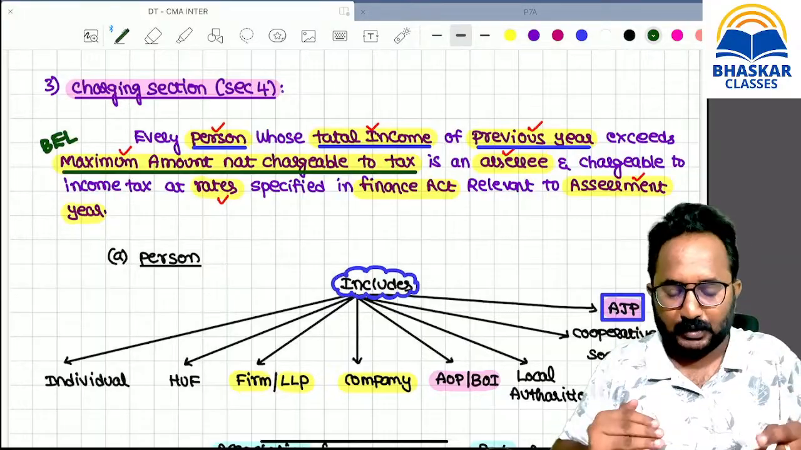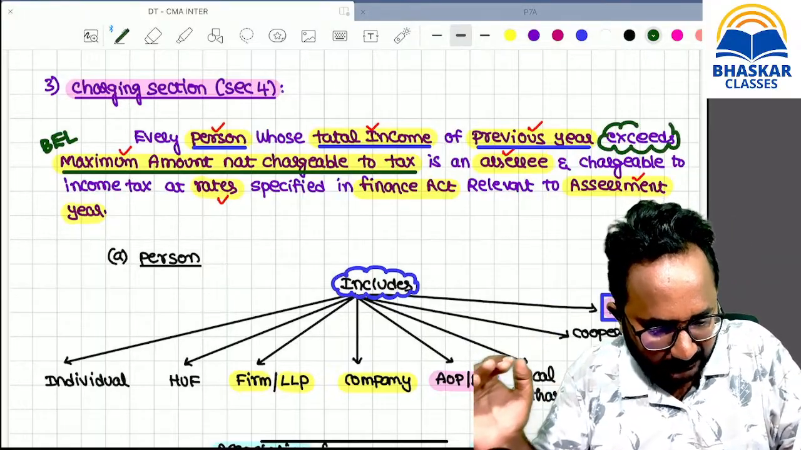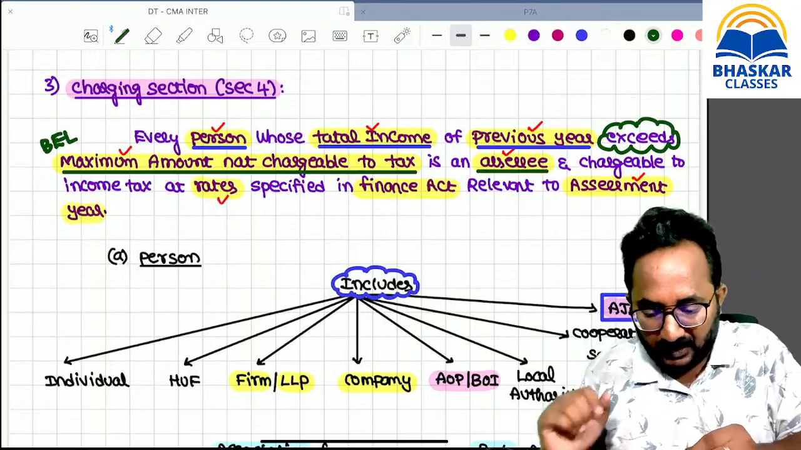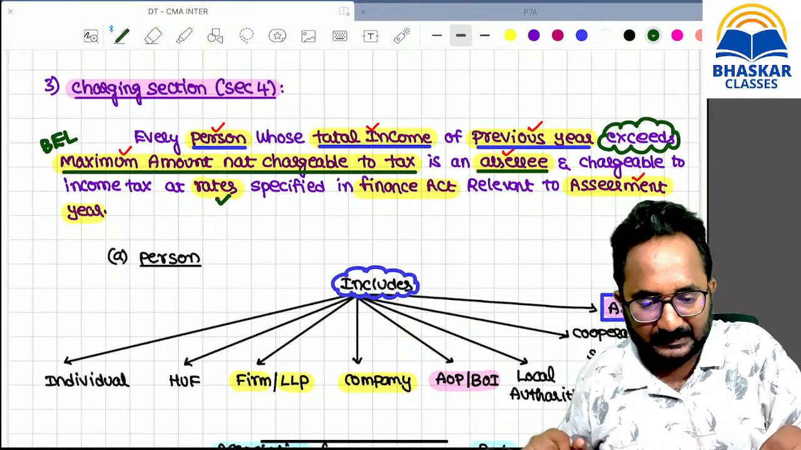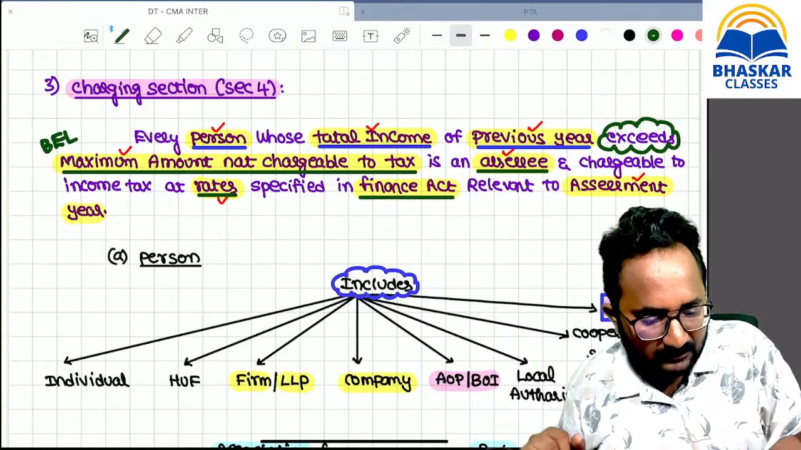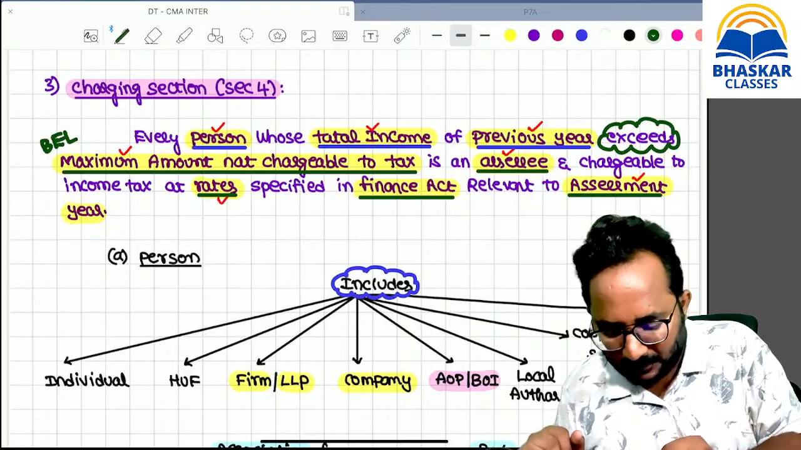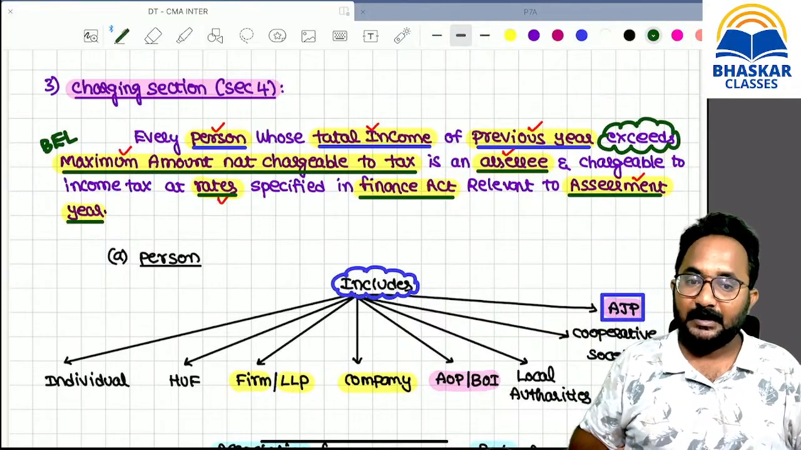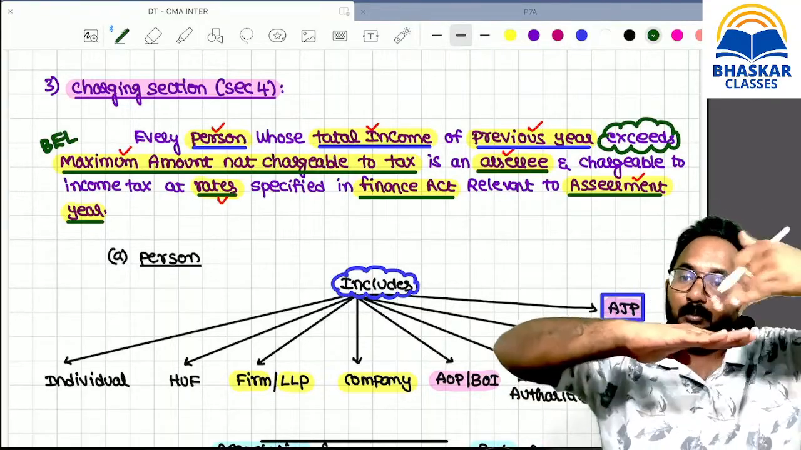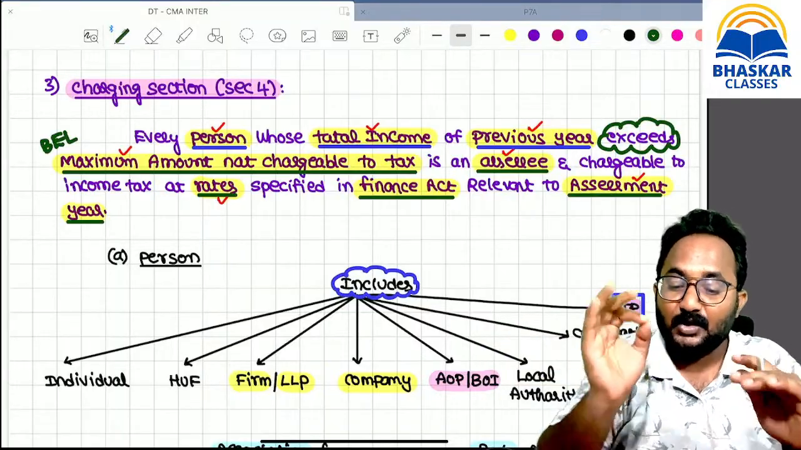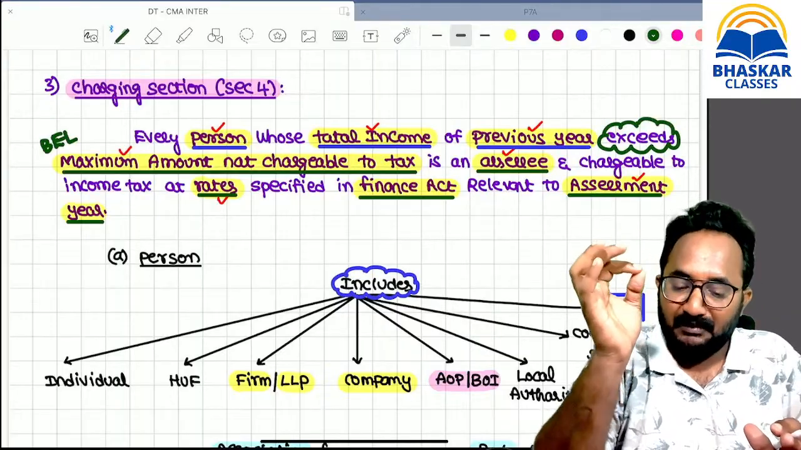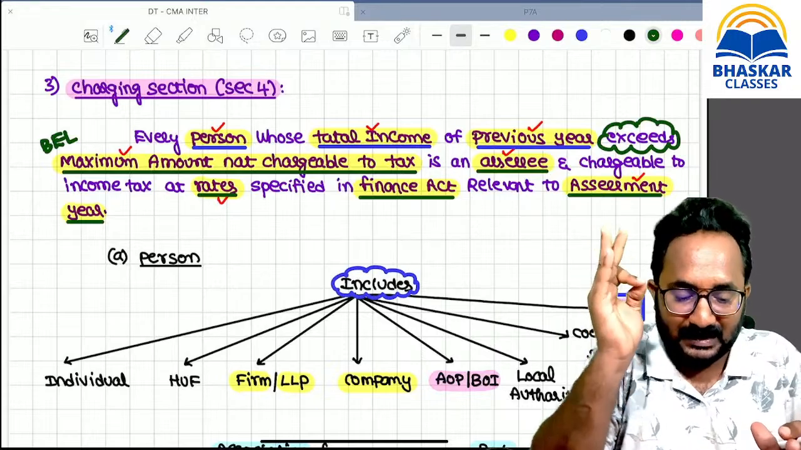If any person's total income of the previous year exceeds the basic exemption limit, then that person can be called an assessee. He is required to pay the tax using the rates specified in the Finance Act related to the relevant assessment year. Remember, if you have total income of the previous year below the basic exemption limit, no need to pay the tax. But if you have income more than the basic exemption limit, then you are an assessee. You are required to pay the tax at the rates mentioned in the Finance Act related to the relevant assessment year.